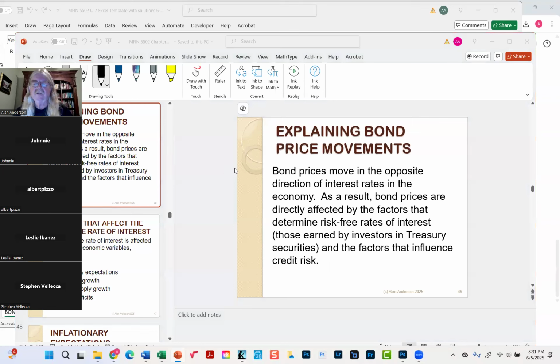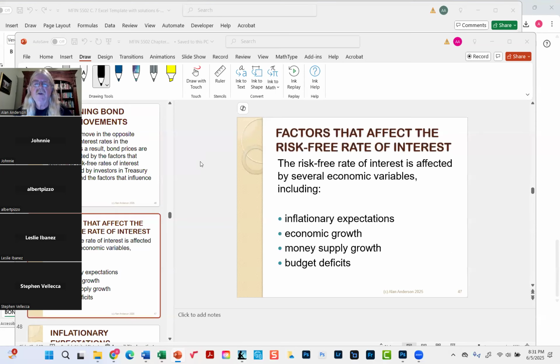Okay, so now we can take a look at some of the economic rationale behind what we're doing. So we already know that bond prices and interest rates go in opposite directions. So that means that bond prices will be directly impacted by the factors that in turn affect the yields on treasury securities. For example, interest rates can fluctuate in response to changes in inflationary expectations, economic growth, money supply, budget deficits, et cetera.